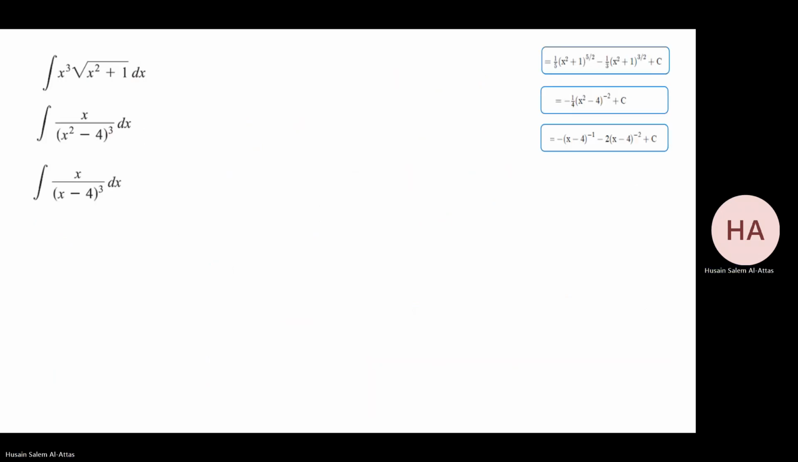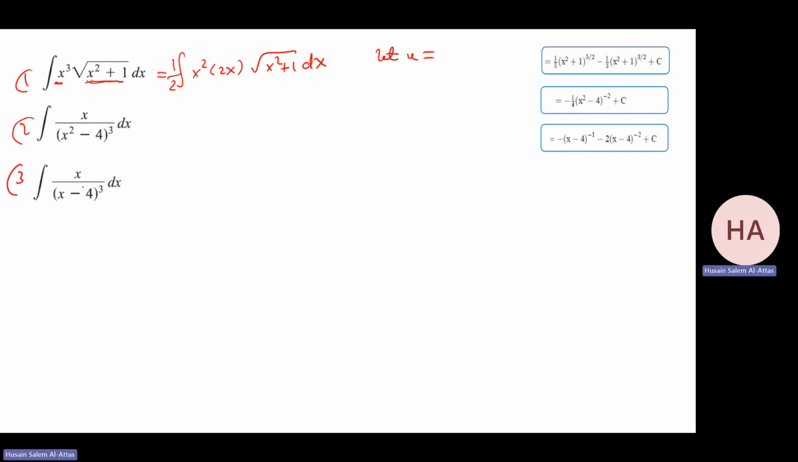Okay. This one, you need to first notice we have x cubed here. For sure, I will just make this u. So rewrite x cubed as x squared times 2x, and I will put half here to cancel the 2, times square root of x squared plus 1 dx. Why? Because when I let u, I call it 1, 2, 3. These are not that difficult.